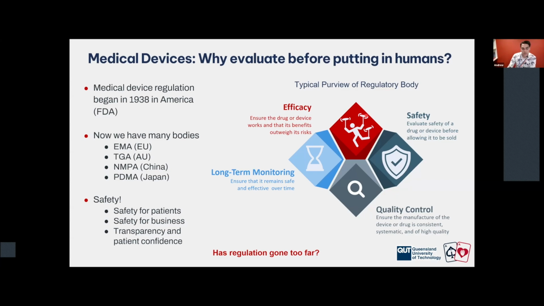Has regulation gone too far? Undoubtedly, the implementation of regulation has slowed down innovation particularly in our space. So to commercialize an artificial heart, you're looking at potentially hundreds of millions of dollars in clinical testing to be able to generate the regulatory evidence required to get a market approval for these devices.